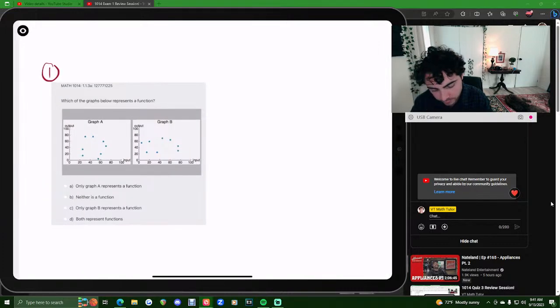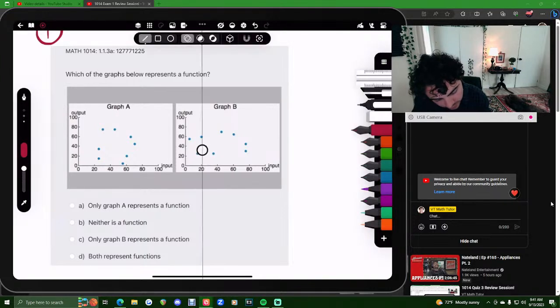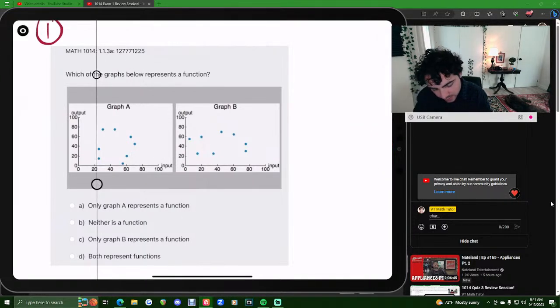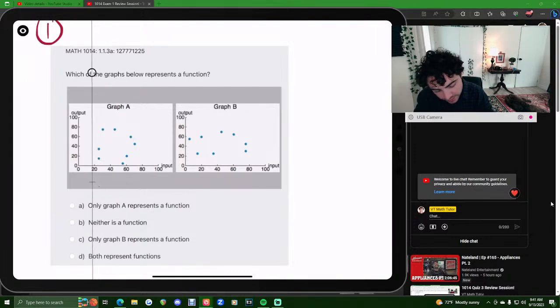Problem 1. They ask which of the graphs below represents a function. For this problem, we want to use the vertical line test. The idea is as we scan across with this vertical line, if there are any two or more points that lie on the same vertical line, then that graph does not represent a function. As we scan through graph A, we see that these 2 points lie on the same vertical line. Therefore, for a single input, it has created 2 outputs. That's the problem. That's why graph A is not a function.